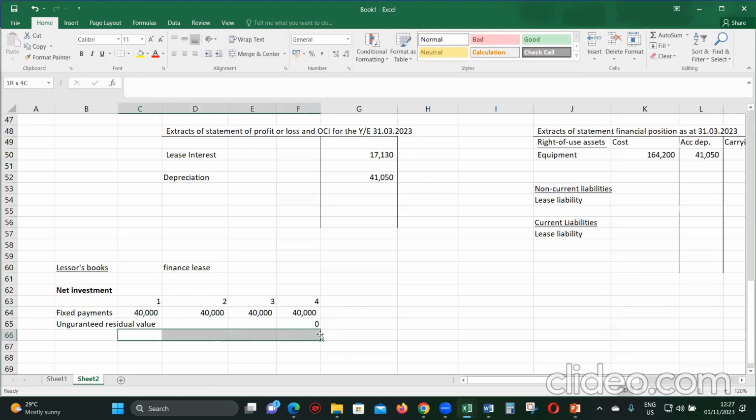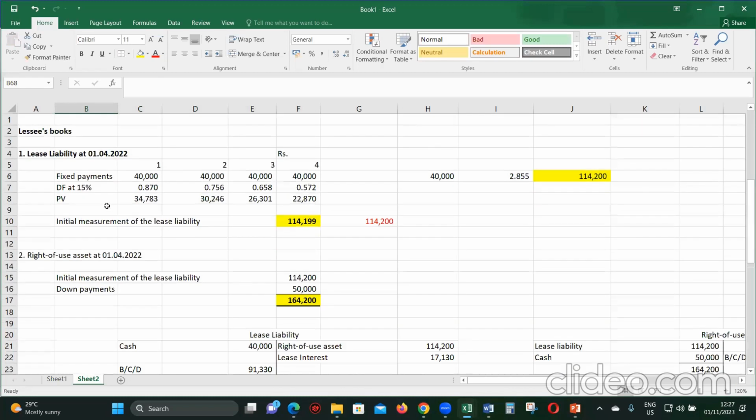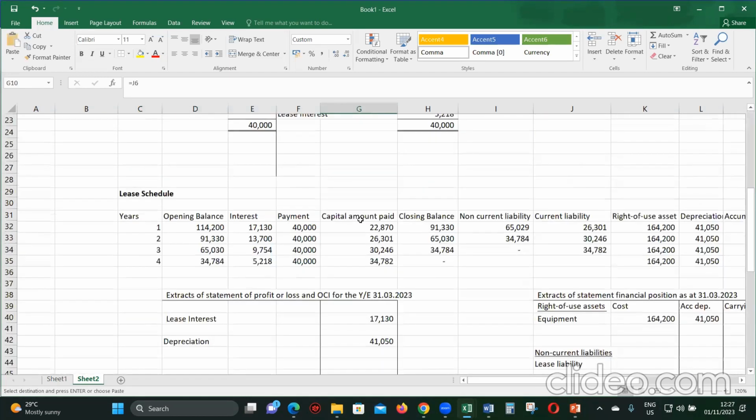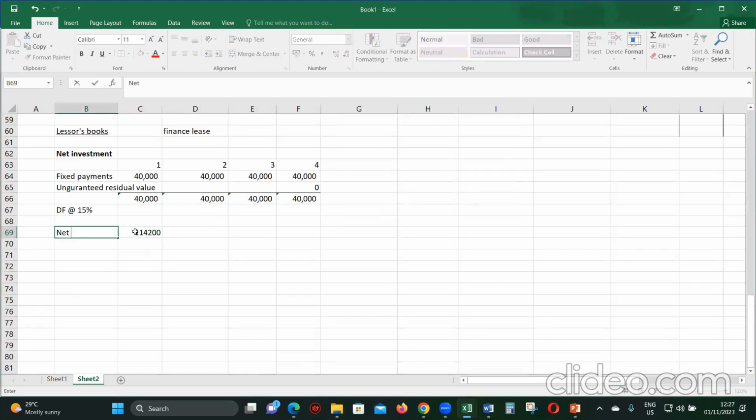Now you can take the total cash flows, that is 40,000. There are no changes. Now what to do? Now you can use the discount factor. What is the rate? 15%. Previously also you computed this, no? You took the discount factors, you took the present value. Now since there is no additional unguaranteed residual value coming under net investment, it is the same value, because you took 40,000 and then discounted this 40,000. So we can directly take this value, 114,200, as the net investment.